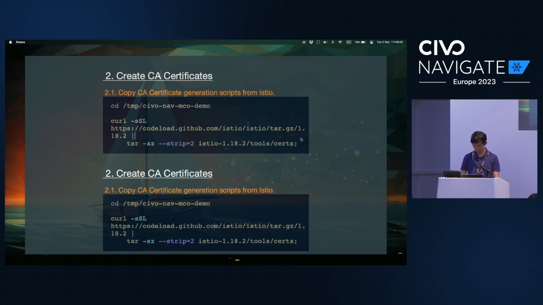Yeah, so I'm going to start with copying the CA certificate creation tool from Istio. You don't have to have this, but it's just an easy way to get started. This one takes a little while. Once that's available, we're going to create cluster certificates so that the multiple clusters can talk to each other, based on the root certificate that we create here.